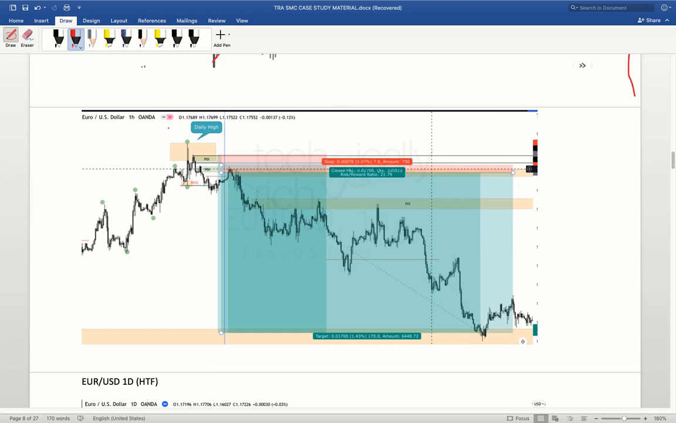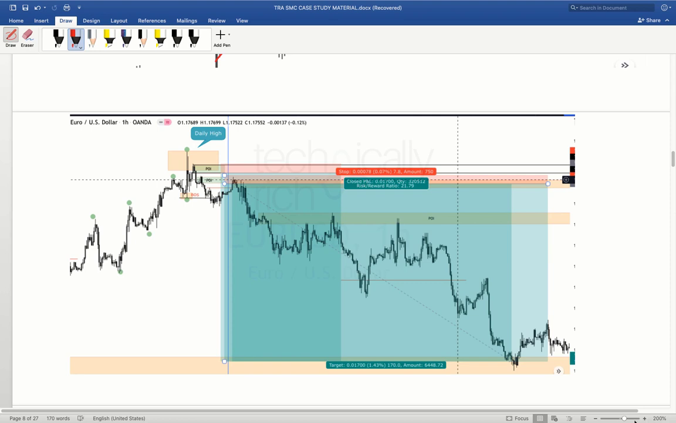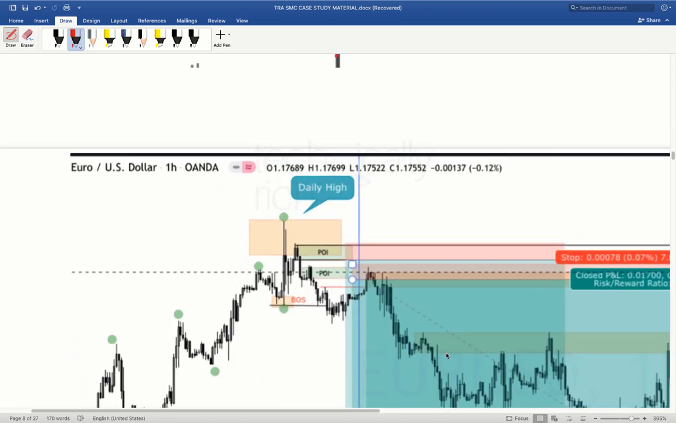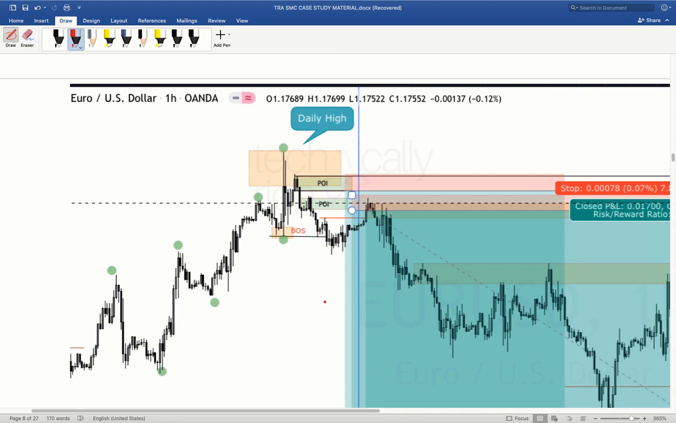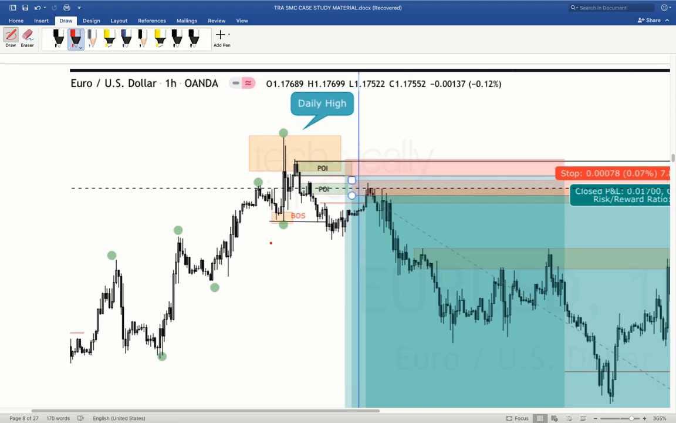Okay, so if you look closely, you notice that here is that break of structure. I marked up this higher high, higher low, higher high, higher low, higher high, higher low, and then higher high, and then the BOS that came through from there, right? And then this is my first POI, right? You can see it, and then this is my first entry here.